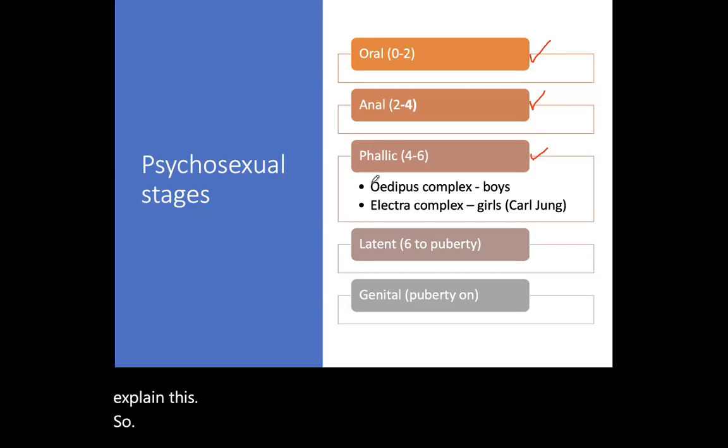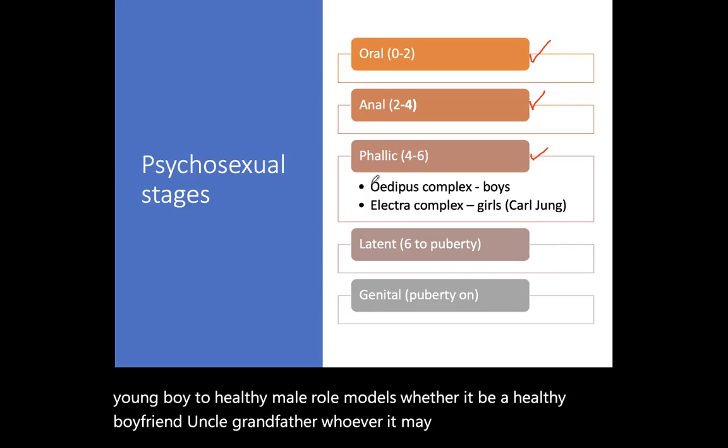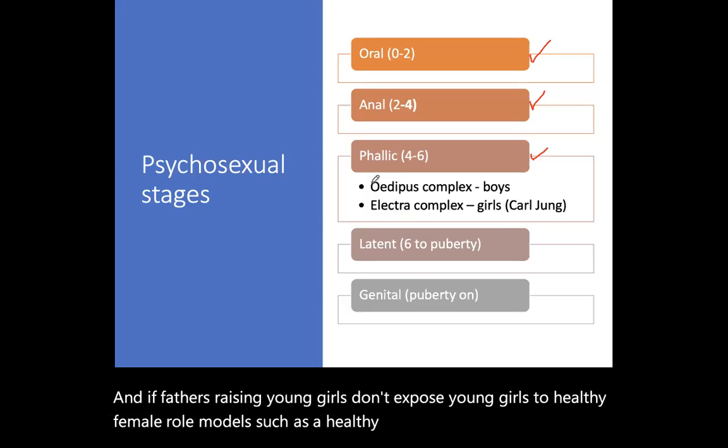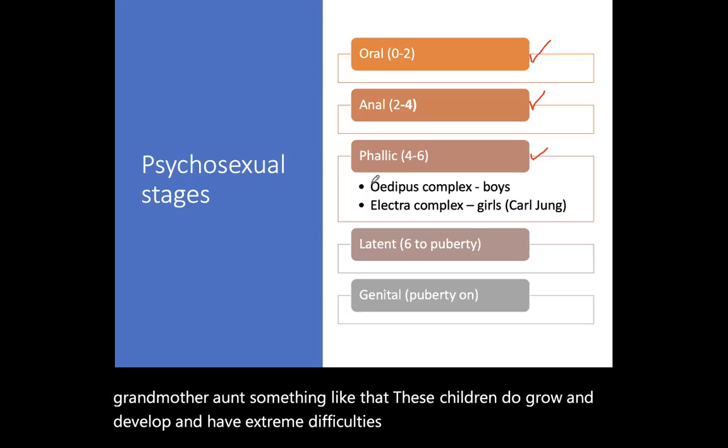So we find that if mothers raising a young boy do not expose their young boy to healthy male role models, whether it be a healthy boyfriend, uncle, grandfather, whoever it may be, and if fathers raising young girls don't expose young girls to healthy female role models, such as a healthy girlfriend, mother, grandmother, aunt, something like that, that these children do grow and develop extreme difficulties in adult romantic relationships and adult relationships.